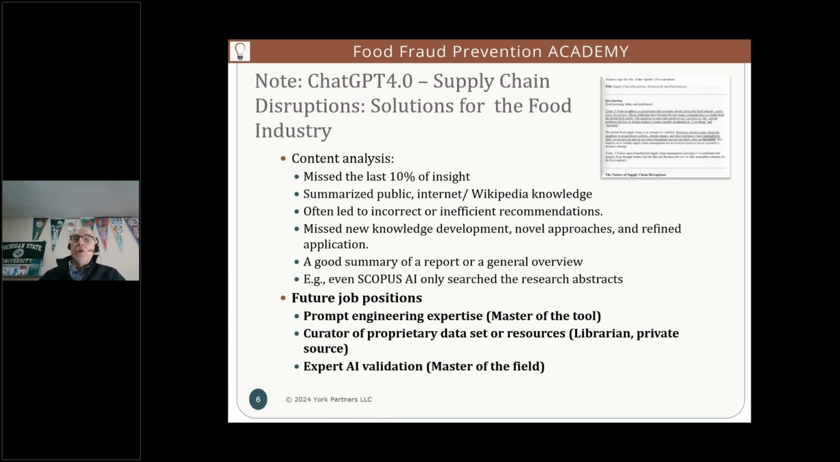So you can be great at asking AI to do something, giving it direction. You can have a really phenomenal, very applicable, very unique data set, and the information spits out. But at the end, you need to read it and see if it really did hit the mark. So again, look at the content analysis first bullet point. Missed the last 10% of insight.